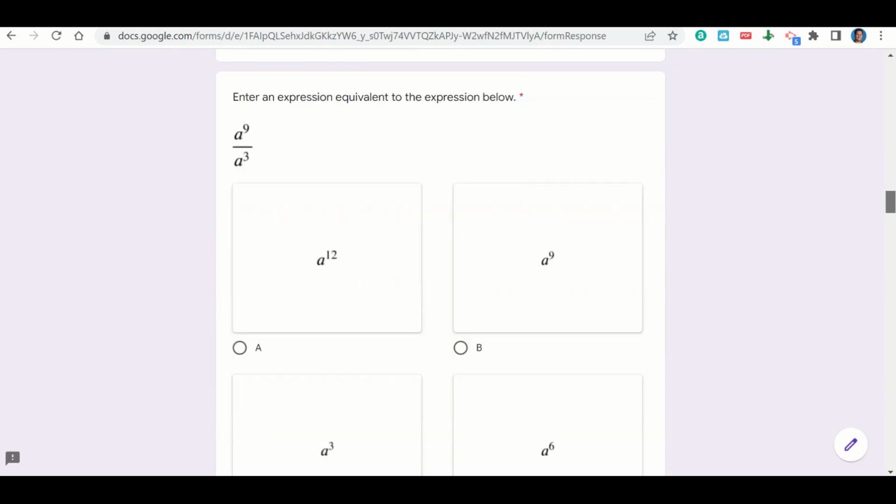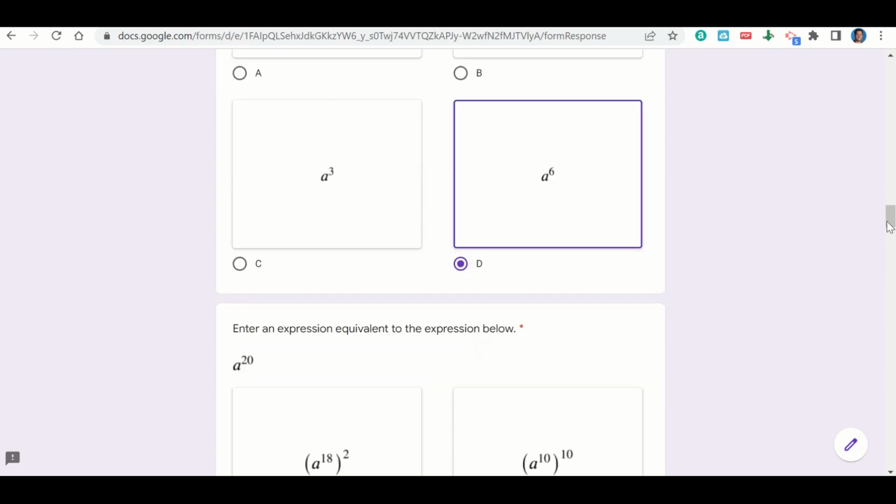And let's go ahead and pick another one. How about this one? a to the 9th divided by a to the 3rd. Remember, anytime we divide, we're going to just subtract the exponents. So this is a to the 9 minus 3. Well, 9 minus 3 is 6, so we get a to the 6th power.